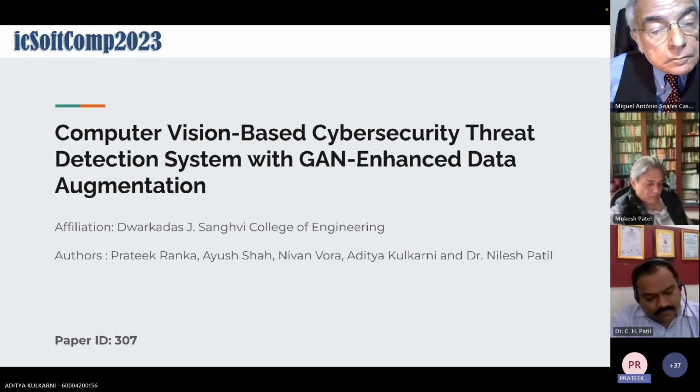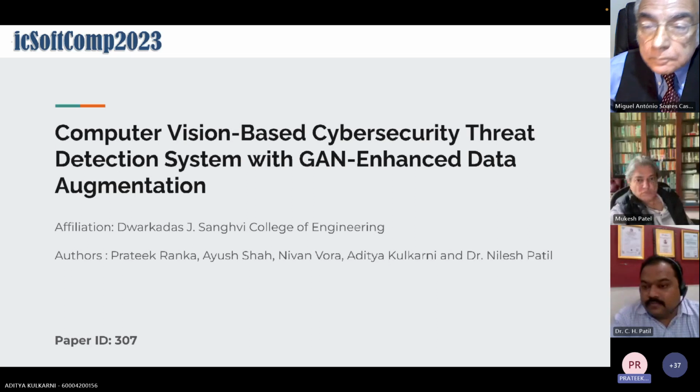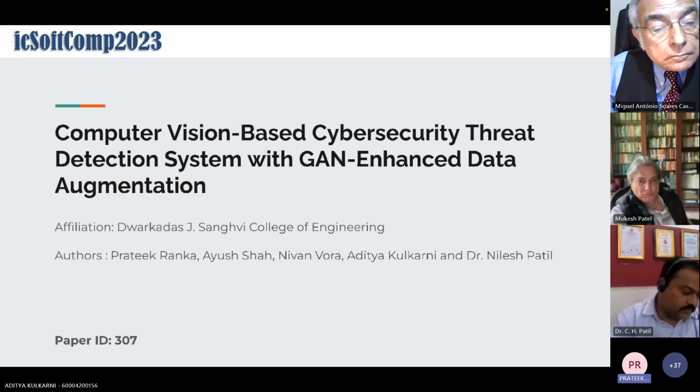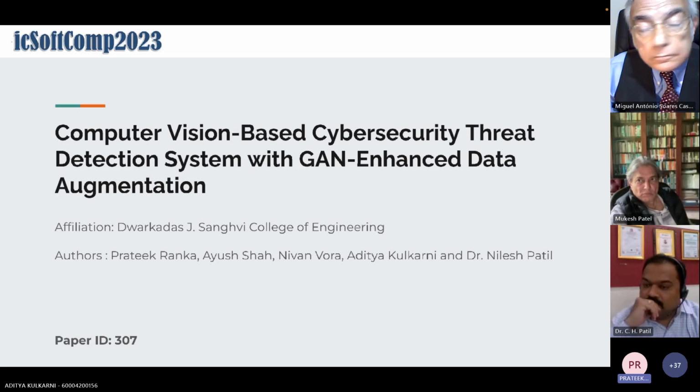And this was something we haven't seen in computer vision cyber security threat detection systems. So we wanted to go in a new direction and study new methods, so that we can propose new research work further ahead by other people.